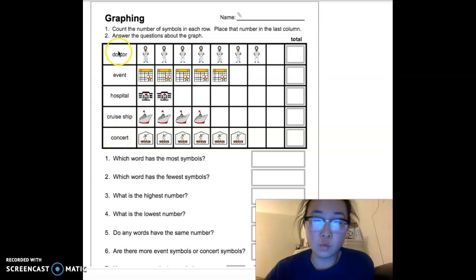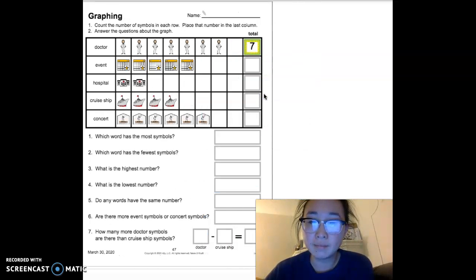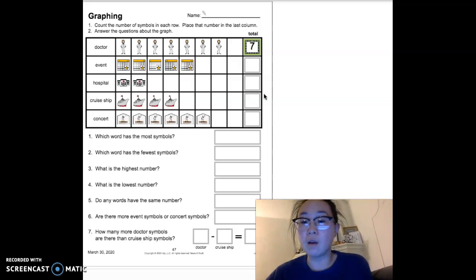So let's start with the first one, doctor. How many symbols are in this word? 1, 2, 3, 4, 5, 6, 7. We have 7. So you are more than welcome to pause the video and find the answers yourselves, and then just come back to the video when you want to check your answers. Or you can just pause the video if you think that I'm going too fast.